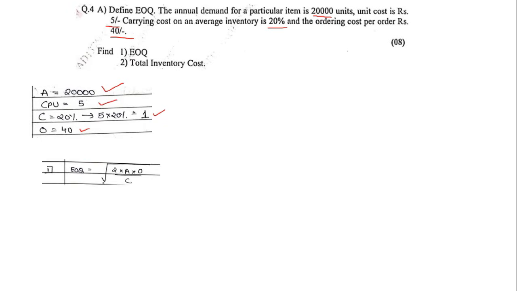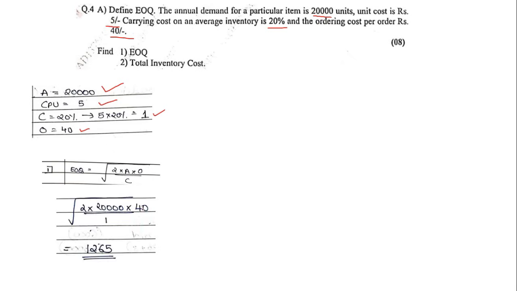So EOQ is equal to root of 2 into A into O divided by C. A is annual demand, which is 20,000, O is ordering cost, which is 40, C is 1 rupee. So 2 into 20,000 into 40 divided by 1, whatever value you get, we need to find the square root of that, which will come to 1,265 after rounding. Now once we have got the EOQ, the second thing that we need to find is total inventory cost.